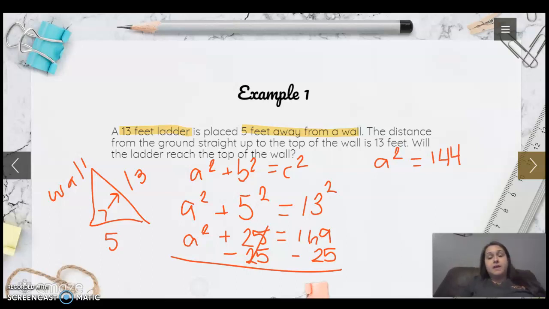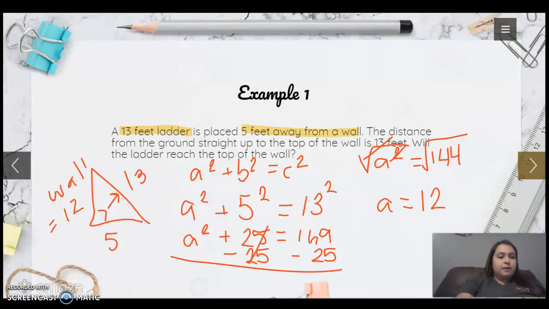In order to get rid of that square, I have to take the square root. That square root cancels that squared. So I have A is equal to 12. So now I know that my wall height is 12 feet.